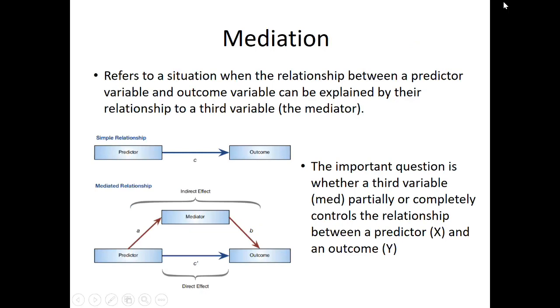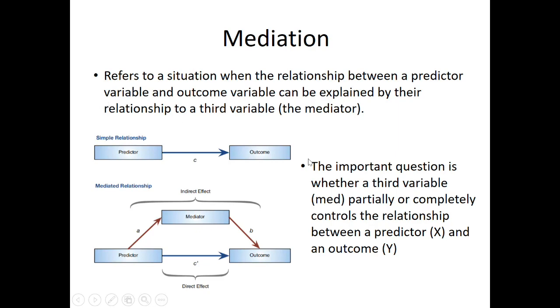Okay, so mediation. It refers to a situation when the relationship between a predictor variable and outcome variable can be explained by their relationship to a third variable, or the mediator. Many of you are thinking at this point, wow, that sounds very similar to moderation. And you're right, it's incredibly similar. The key here, though, is explained by their relationship to a third variable, not their interaction with a third variable.